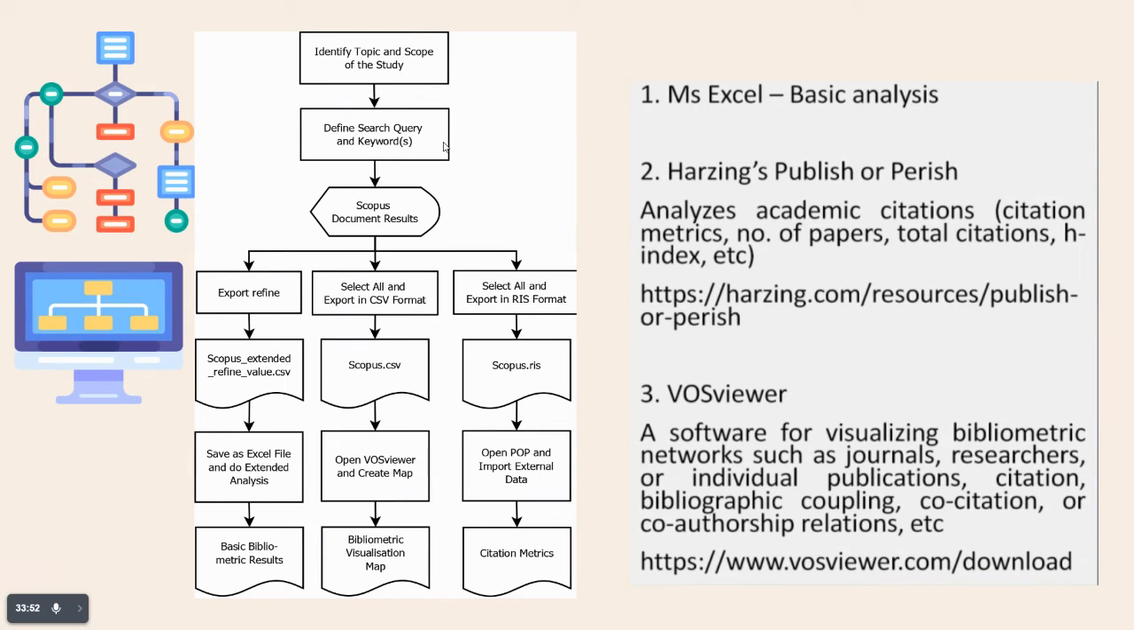If you follow the second step, select all and export in CSV format, then you will get the bibliometric visualization map. Then if you select all and export in RIS format, you will get the citation matrix. Let's say scopus.ris, open Publish or Perish, then import external data, and then you can get the citation matrix. I will show you step by step in this video what I am talking about.